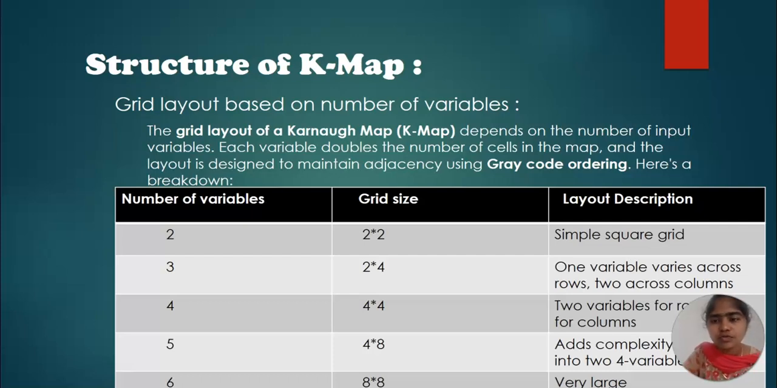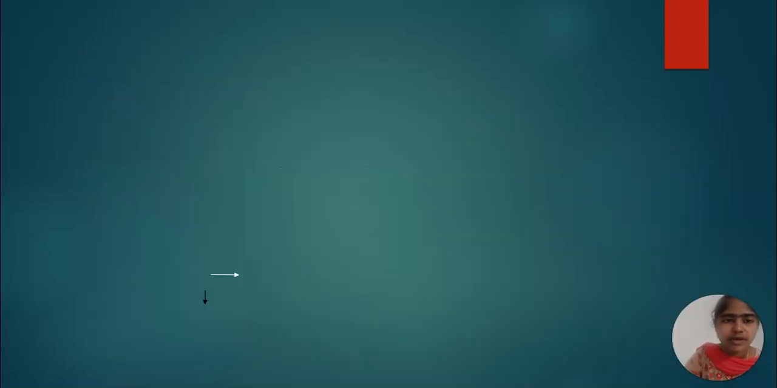Here 2 variables are used for a simple square grid. 3 variables: one variable is across the rows. 4 variables are 2 variables for rows and 2 variables for columns. 5 variables adds complexity. 6 variables is very large.